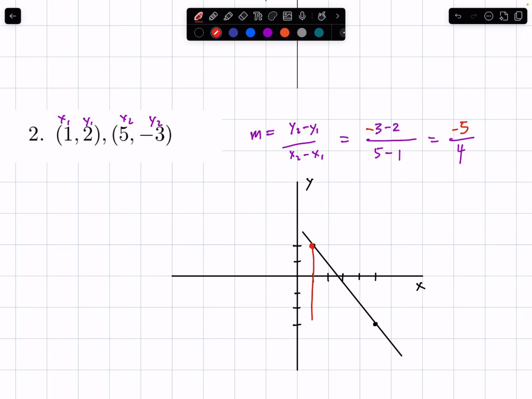1, 2, 3, 4, 5 down, and then 4 over. So 1, 2, 3, 4 over. And yep, that's 4, that's 5. So slope is -5 over 4. That's correct.